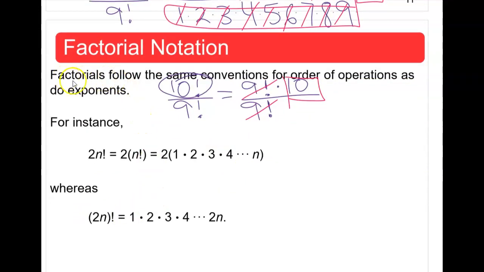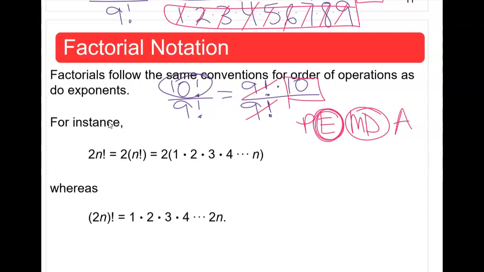Now, sometimes factorials follow the same conventions for order of operations as do exponents. So remember, order of operations: we have parentheses, and this includes brackets, and it also includes fraction bars or absolute value. Then we do have exponents, and so we're going to put factorials in the same category. Then, of course, multiplication or division have the same order of importance. You don't need to multiply before you divide. You do what's first on the left, from left to right.